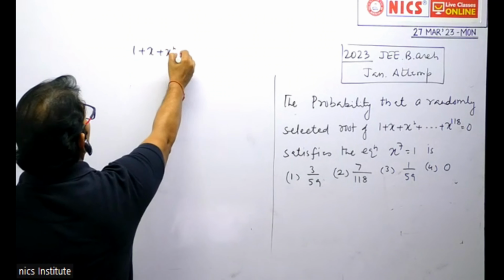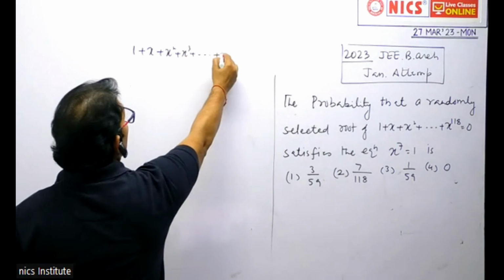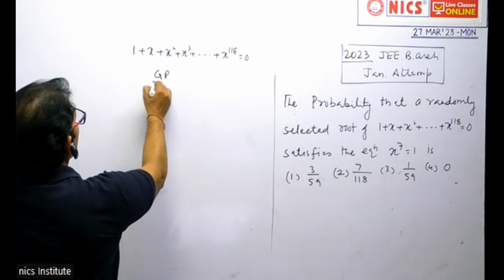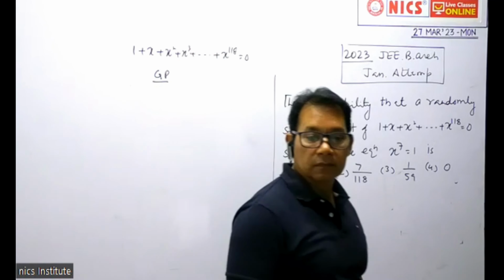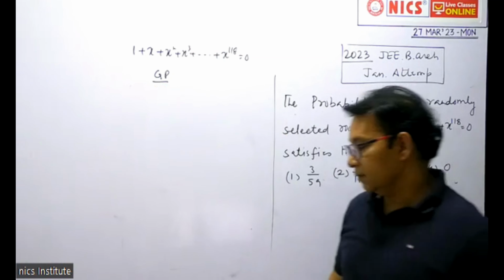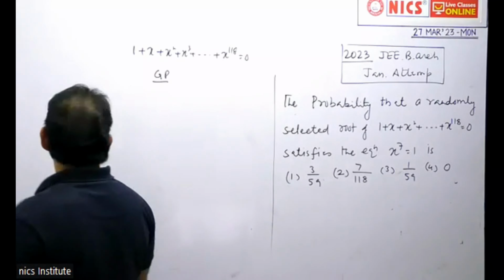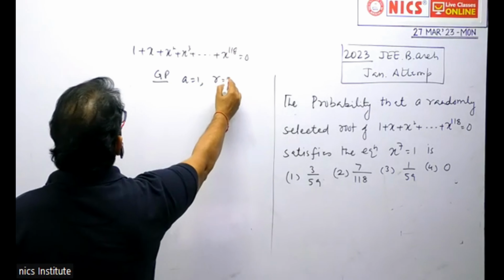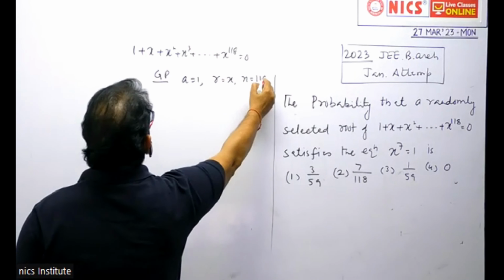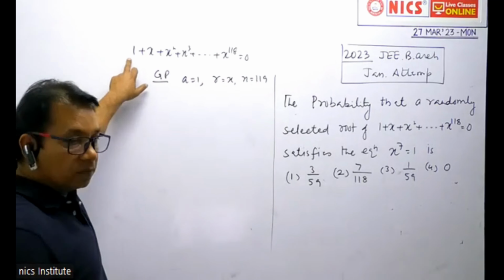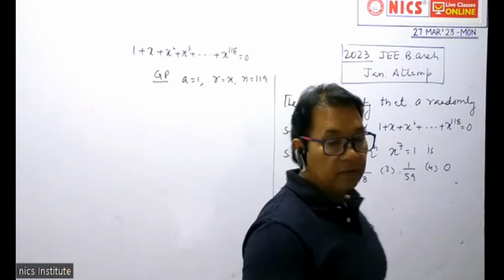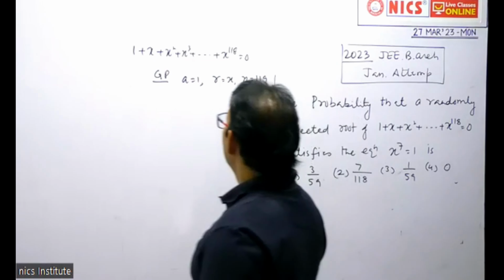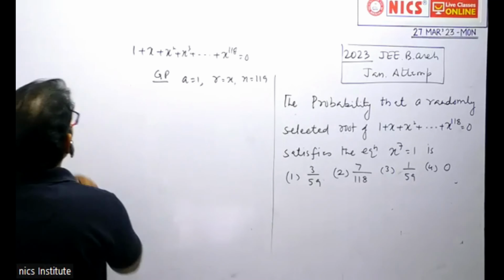1 plus x squared plus x cube till x to the power 118. Is it a GP or not? Is it a GP? So GP with first term 1, common ratio x, and number of terms 119, because it starts from x to the power 0. So it's a GP having 119 terms. You know how to find the sum of a GP.